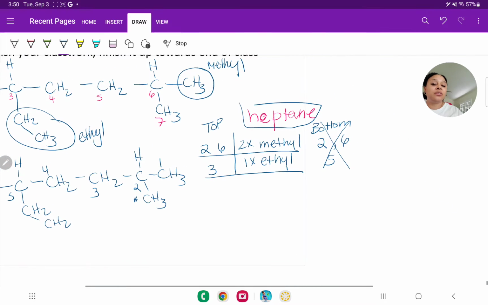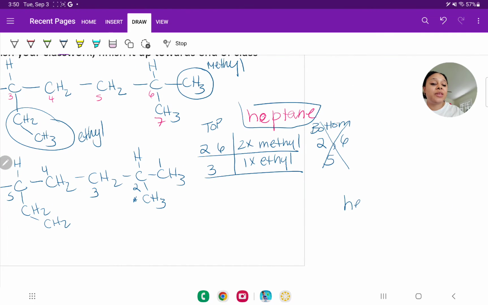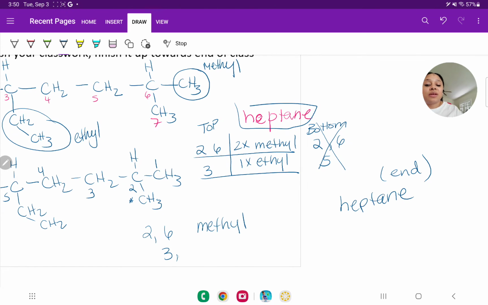So here's what we have so far. We have heptane, that's the end part. At the beginning, I have 2 methyls, and they're in position 2 and position 6. I have my ethyl in position 3. Now let's try to put it together.